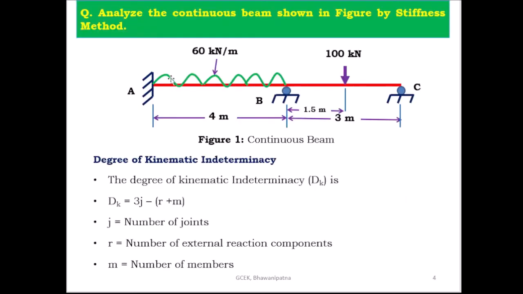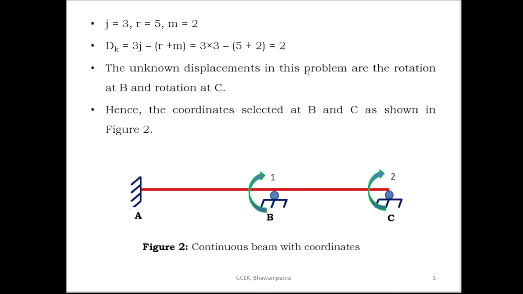Because at support A, due to the fixed end, no displacement takes place. At support B, due to the roller support, no vertical displacement takes place. And at support C also, no vertical displacement takes place. Only rotational displacement takes place at B and at C. So in this problem, there are 2 degrees of freedom. The unknown displacements in this problem are the rotation at B and the rotation at C. Hence, the coordinates selected at B and C are shown in the figure.